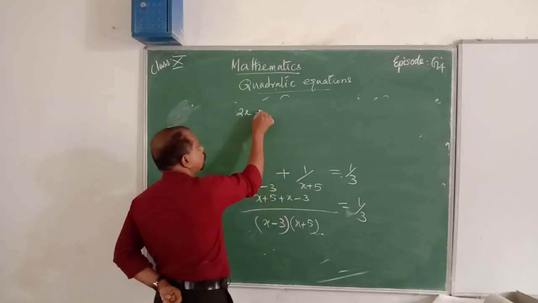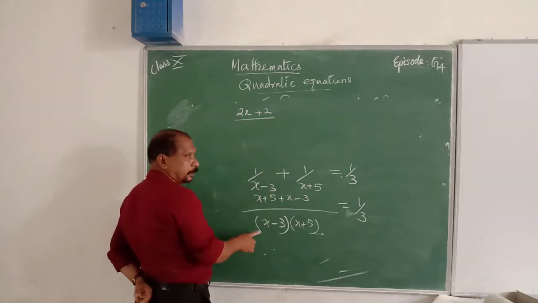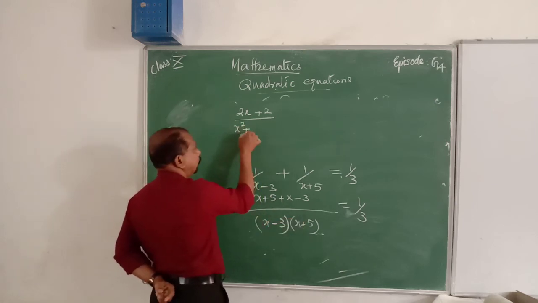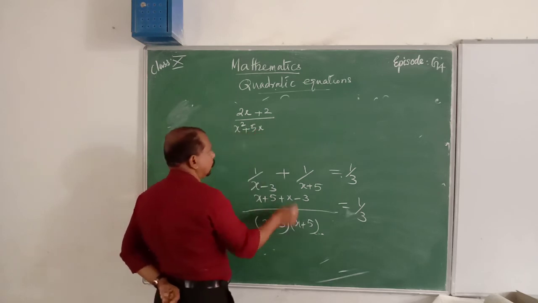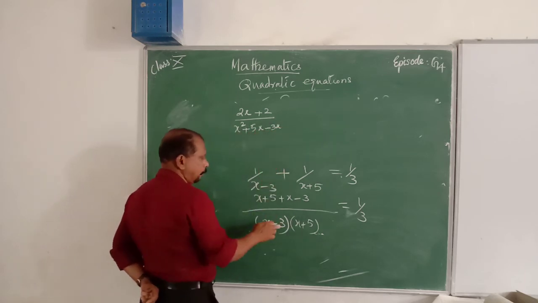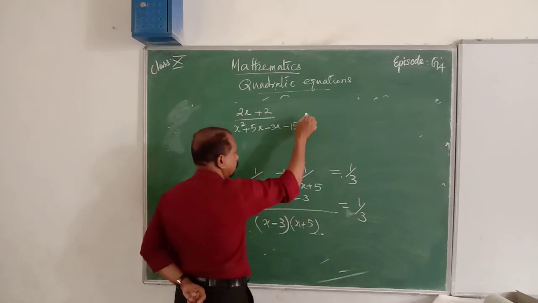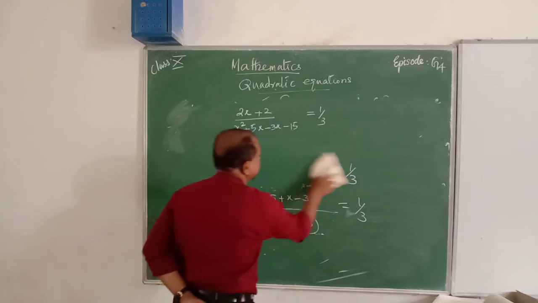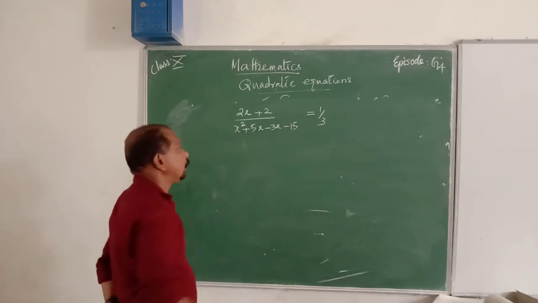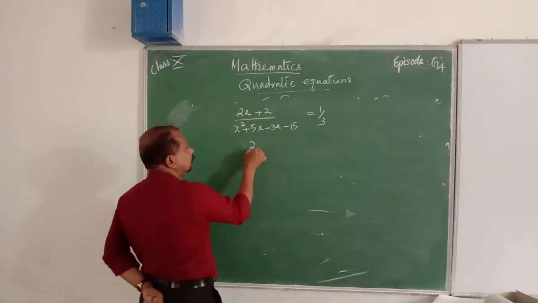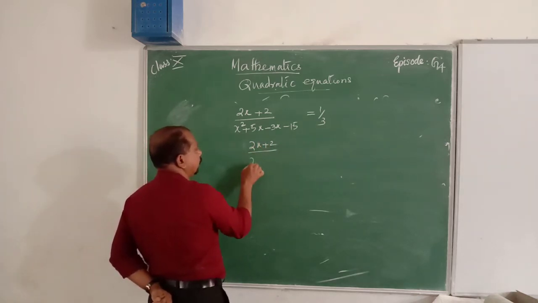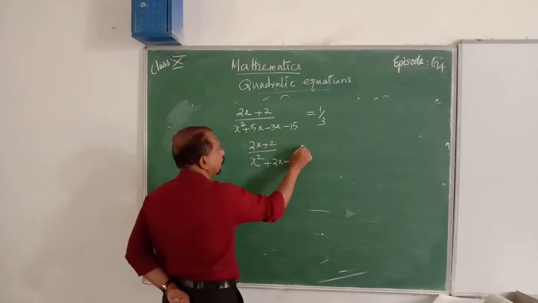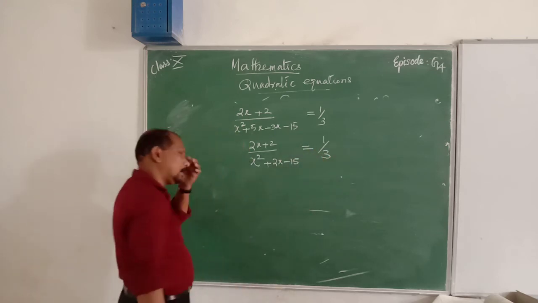5 minus 3 is 2, over open this bracket: x into x is x square, x into 5 is 5x, minus 3 into x is minus 3x, minus 3 into 5 is minus 15. So you get 2x plus 2 over x square plus 2x minus 15, and this equals 1 by 8.